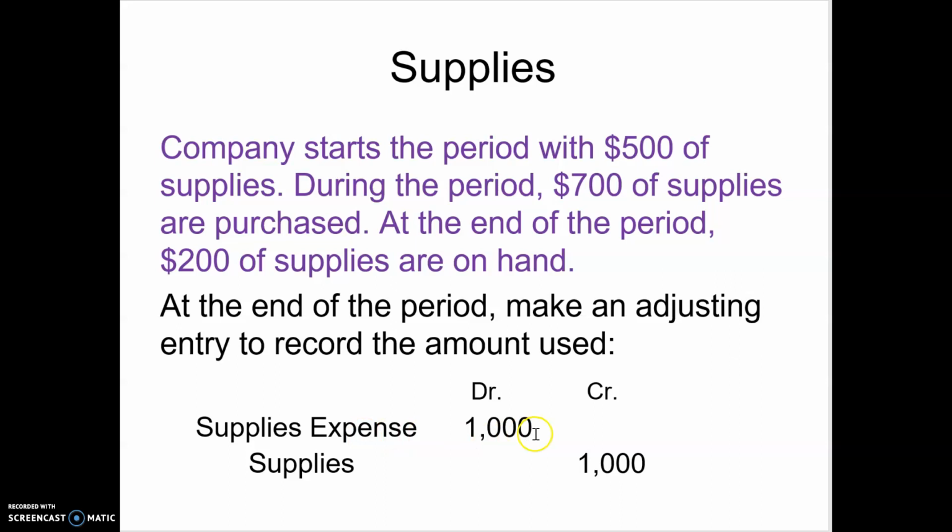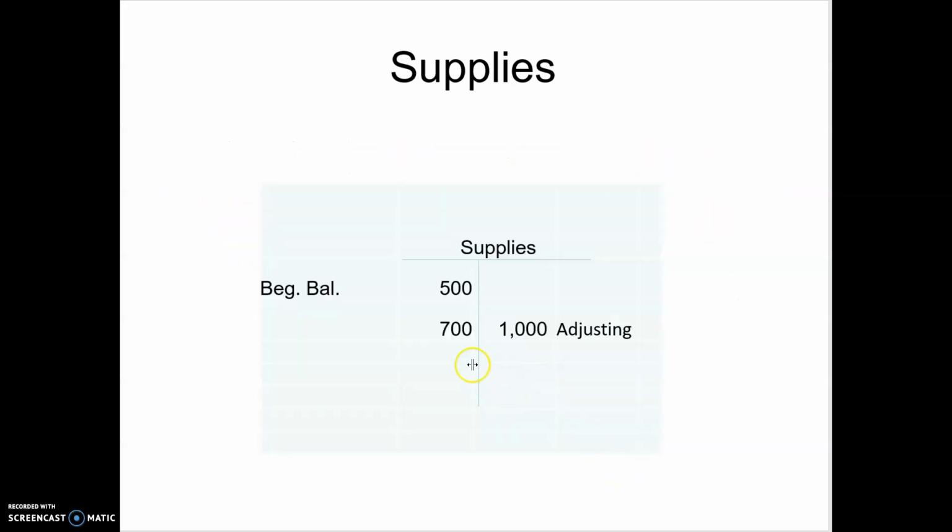So that's why we debit supplies expense for the supplies we've used. Supplies goes down by the amount we've used. So we can see now, after we make our adjusting entry, there's 1,200 on the debit side and 1,000 on the credit side. That means we've got a 200 balance in supplies. That's our adjusted balance of supplies.